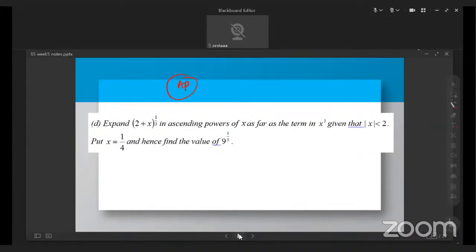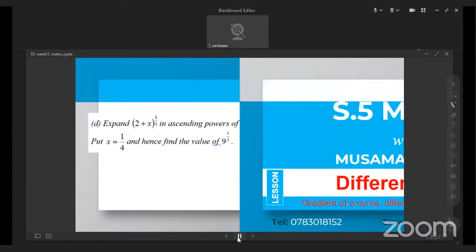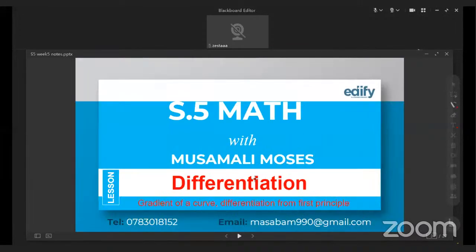Now, today, I want us to handle differentiation. It's what we're going to keep on working through. I hope we learn a couple of things as far as differentiation is concerned. So we are going to start right from now.